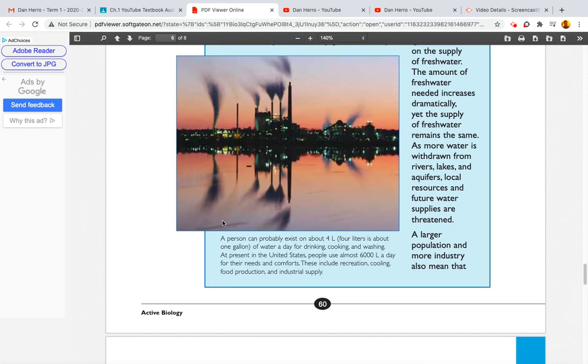So here's the image, here's the caption. A person can probably exist on about 4 liters, which is about 1 gallon of water a day, for drinking, cooking, and washing. At present in the United States, people use almost 6,000 liters a day for their needs and comforts. These include recreation, cooling, food production, and industrial supply.